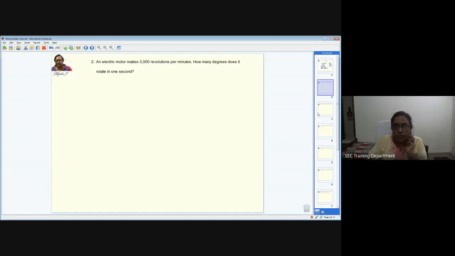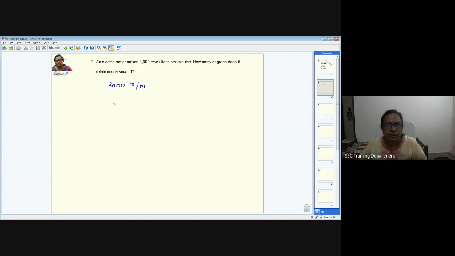An electric motor makes 3,000 revolutions per minute. How many degrees does it rotate in 1 second? So this is the question asked, and we'll try to solve this one. How to solve this? We'll write the details, whatever is given here. The given detail is 3,000. What is this 3,000? The electric motor makes 3,000 revolutions per minute. That is what is given, per minute. How many degrees does it rotate in 1 second?